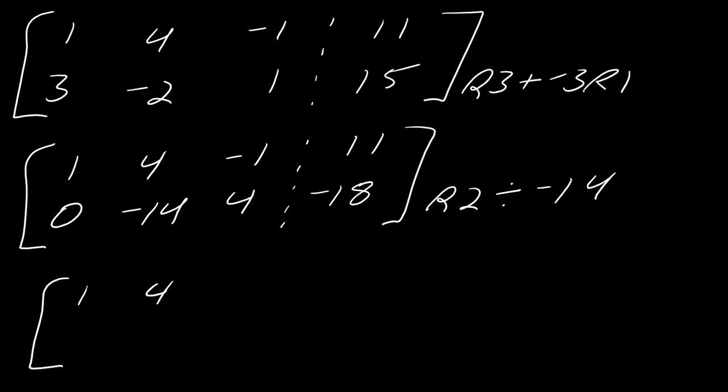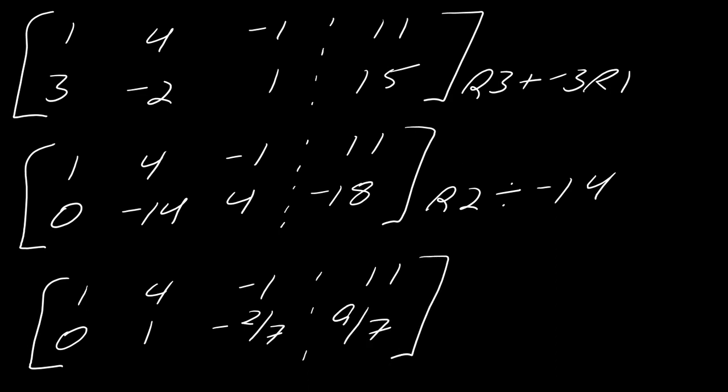So the top row I can leave alone. The bottom row becomes 1. Let's see, that becomes negative 2/7 if I reduce the fraction, and then positive 9/7 as a reduced fraction. 18/14 becomes 9/7. Okay, so we're in the home stretch. So now I need this to be a 0, so I'm going to take row 1 plus negative 4 times row 2, so I'll clear some space.